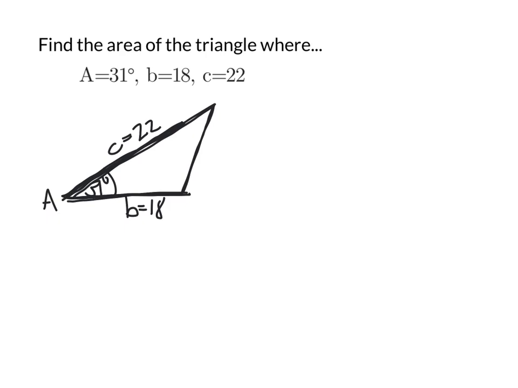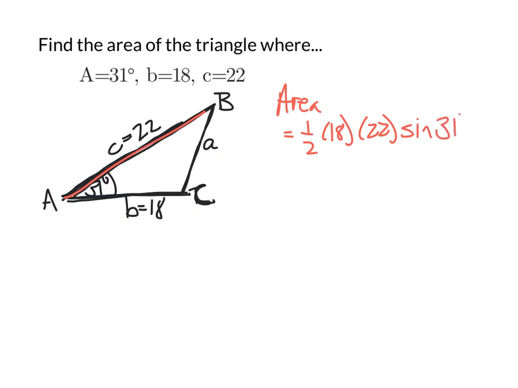Then we can connect those two sides to get the other side of the triangle, where we would call side A. This would be vertex C and B. So if we want to find the area of this triangle, we can use that same formula where area is going to be 1/2 times the base of the triangle times the hypotenuse. Well, this isn't technically a hypotenuse since it's not in a right triangle, but this side, 22, times the sine of 31 degrees.